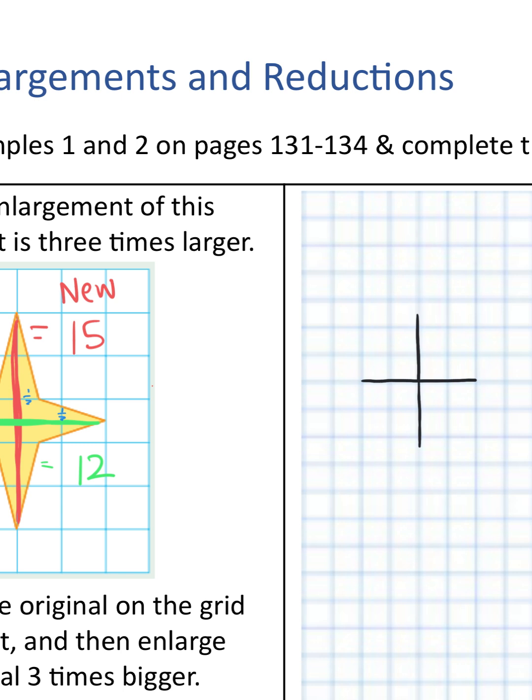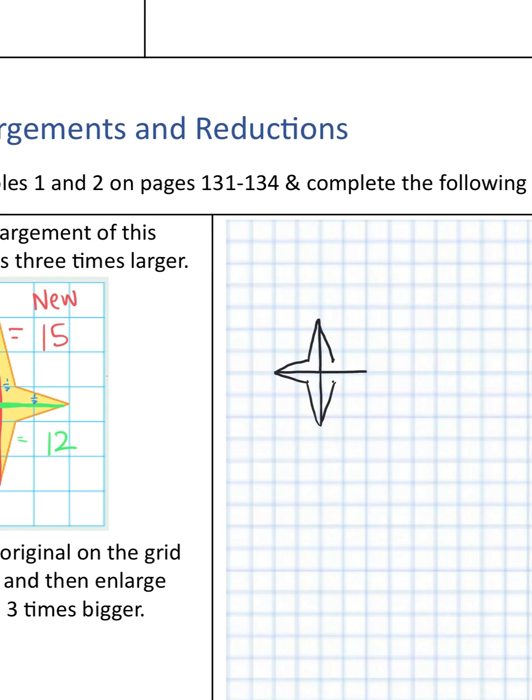Then I'm going to make the notches to see where my sides come in. So I'm going to go about halfway up from each. Again, it doesn't need to be perfect. It doesn't need to be exact, but it should be pretty close. Okay, I'm going to go ahead and label that as my original.